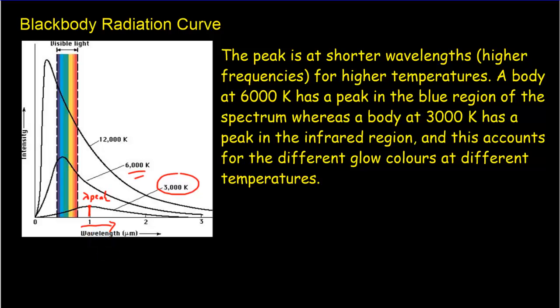If we go up to a higher temperature, lambda peak is in the visible region of the spectrum. And if we go up to an even higher temperature, 12,000 K, then our lambda peak is actually in the ultraviolet region of the spectrum. And that's why we get different glow colors as we change temperature, because that peak intensity is changing as well. And also notice that as you get hotter, you're getting a lot more radiation being given off because there's a lot more area under the curve.